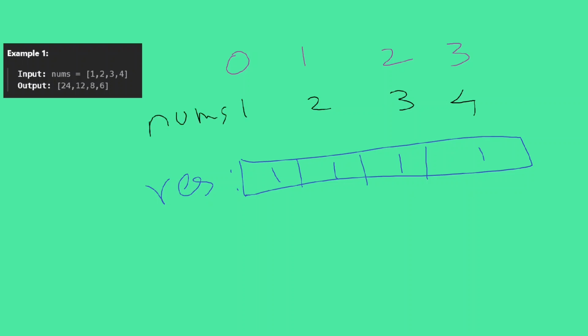I'll assign the current index as a multiplication of the previous index. For example, result of I, if I were to start with 1 here, at this index, what it will be is 1 into 1. So this into this, we have 1 again. Great. Now at this index, it will be 1 into nums of 2, which is 2. So now this is 2.